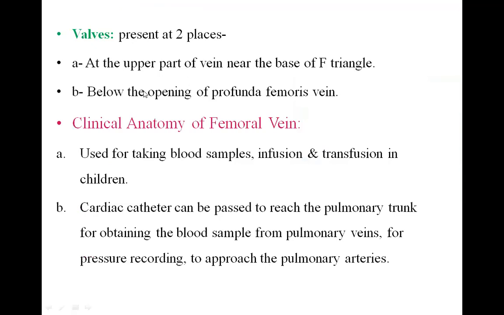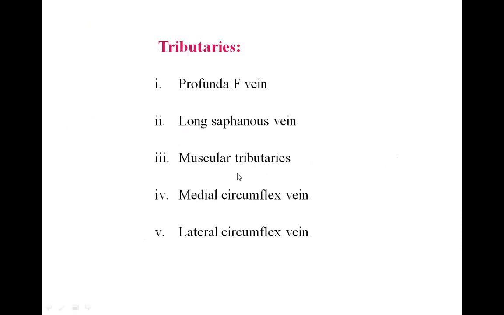Two valves are present. One is at the upper part of the vein near the base of the femoral triangle, and one is below the opening of the profunda femoris vein. Clinical anatomy of the femoral vein. It is used for taking blood samples, infusion, and transfusion in children. A cardiac catheter can be passed to reach the pulmonary trunk, to obtain blood samples from the pulmonary veins, and for pressure recording to approach the pulmonary arteries. So these are the clinical importance of the femoral vein.